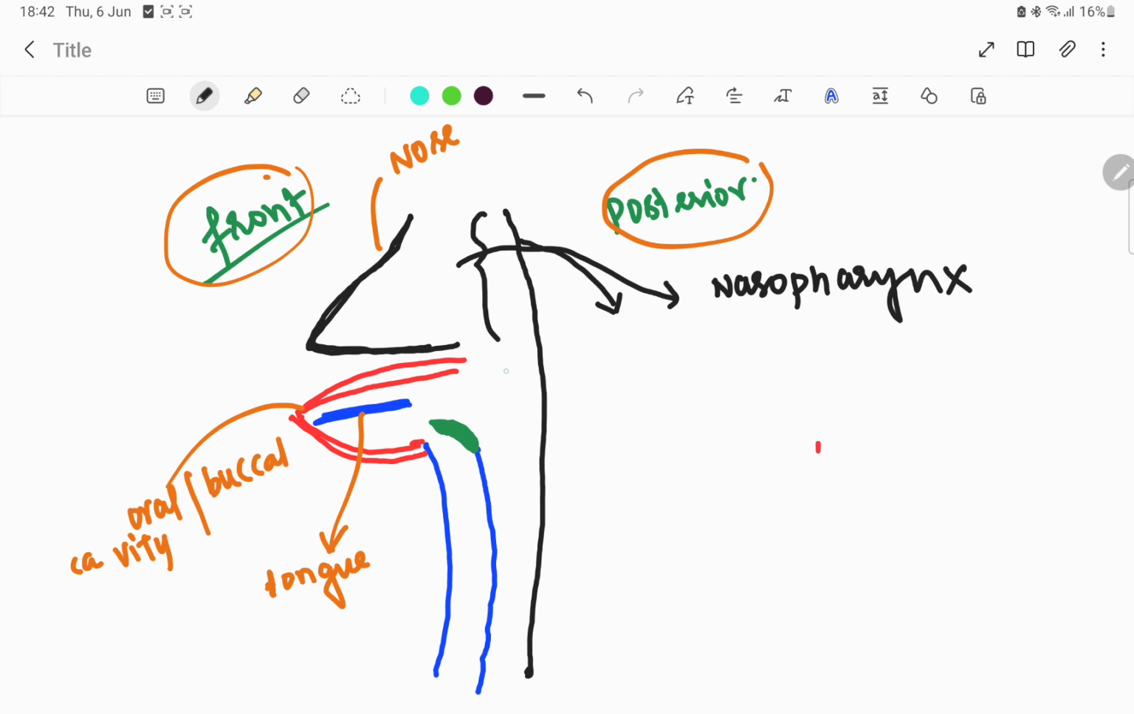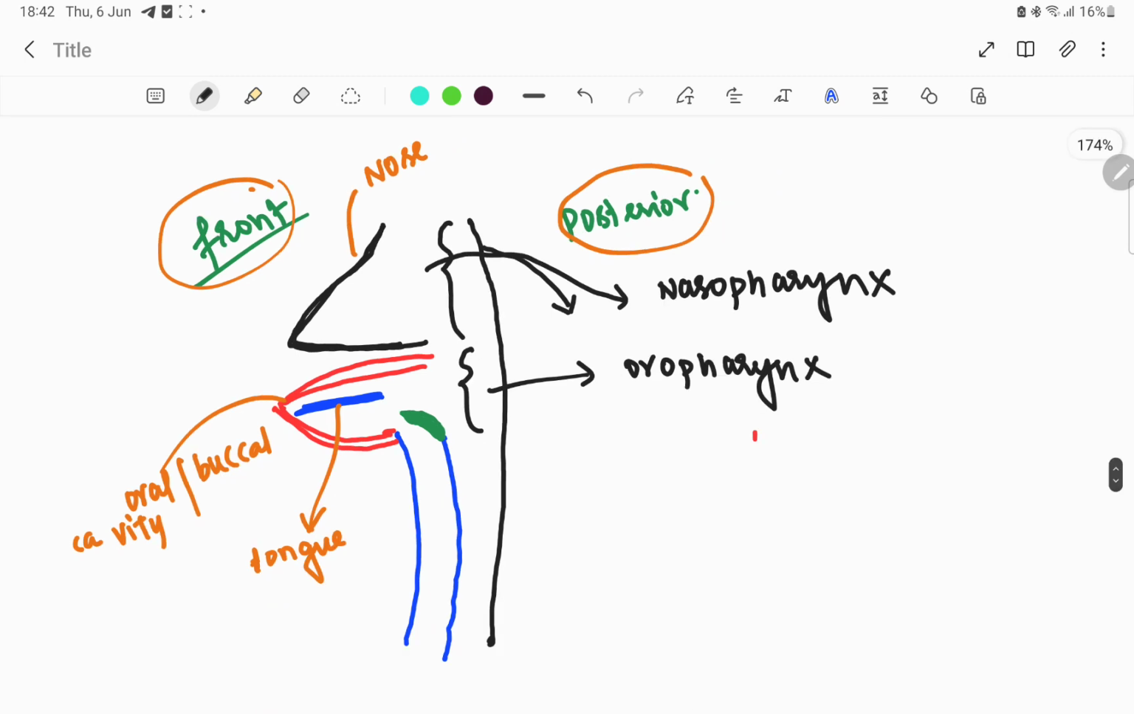And the part which is present behind the, what is this cavity called? The oral cavity, and this part is called the oropharynx. So this entire tube-like structure is the pharynx. The part behind the nose is called the nasopharynx. The part behind the oral cavity is called the oropharynx.